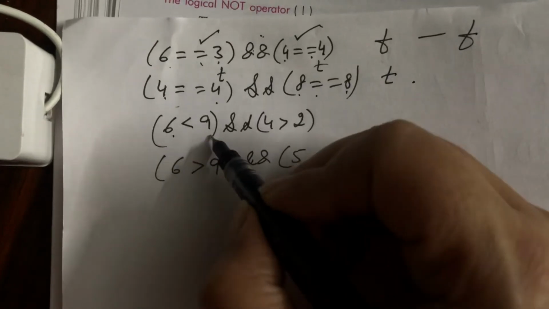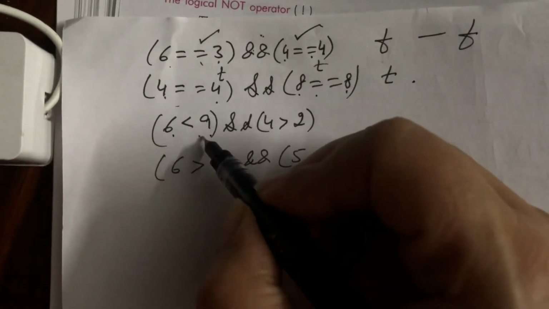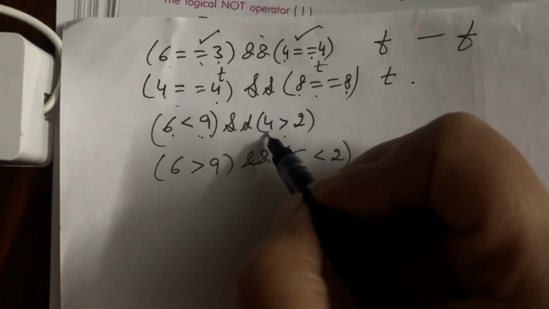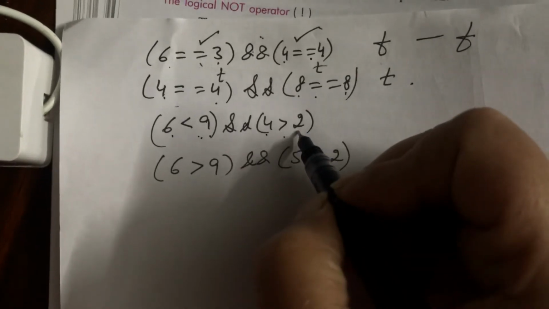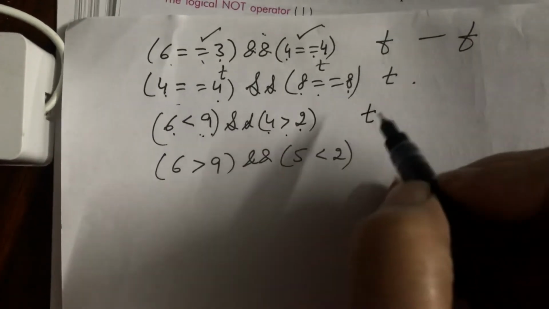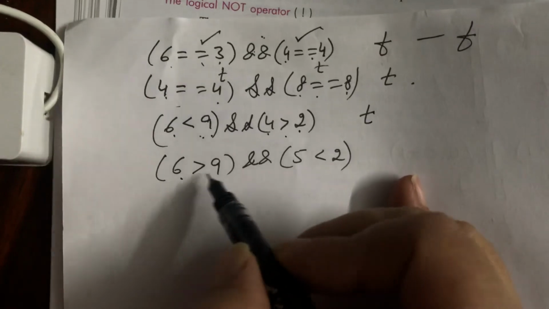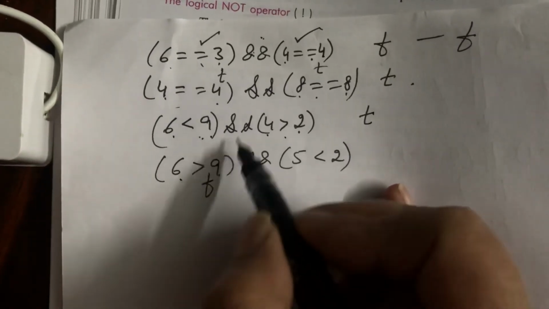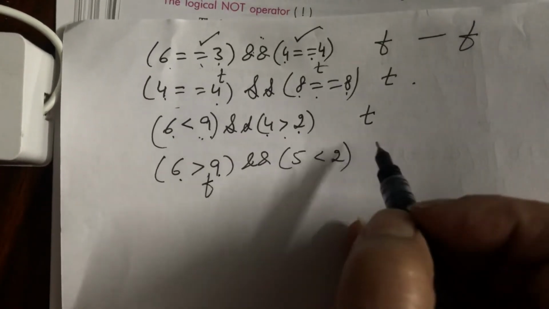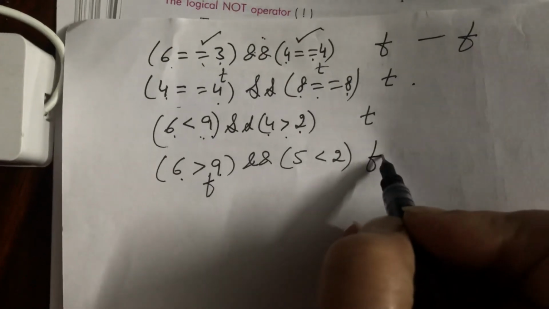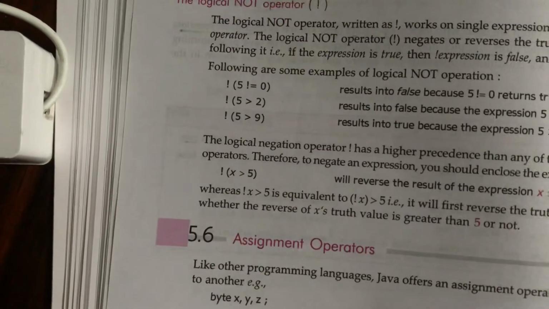Is 6 less than 9? Yes, this condition is true, so we need to check the next. Is 4 greater than 2? Yes. So we get the final answer as true. Is 6 greater than 9? False. So we don't need to check the next one. So the answer is going to be false. So this is about your ampersand.